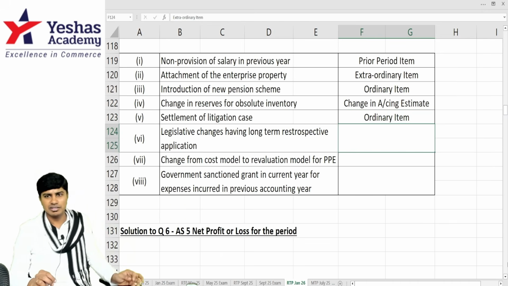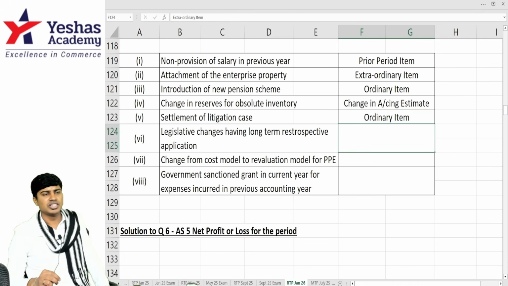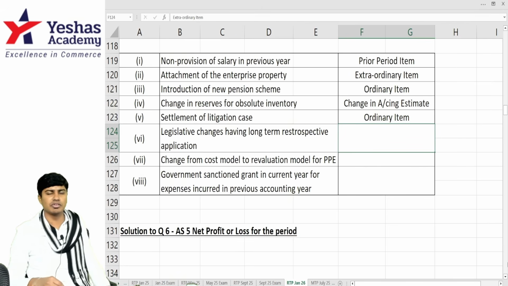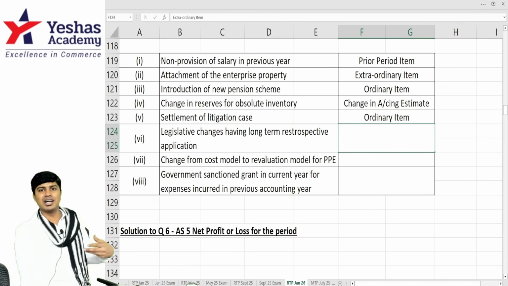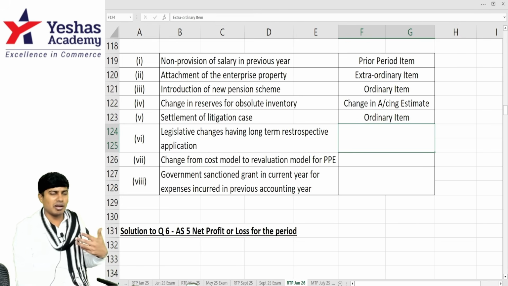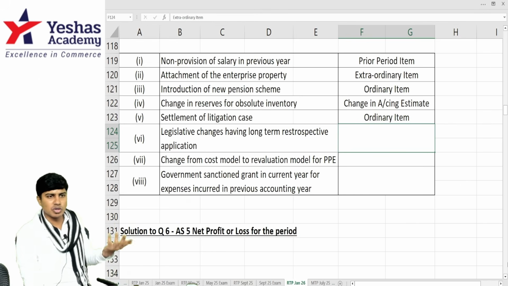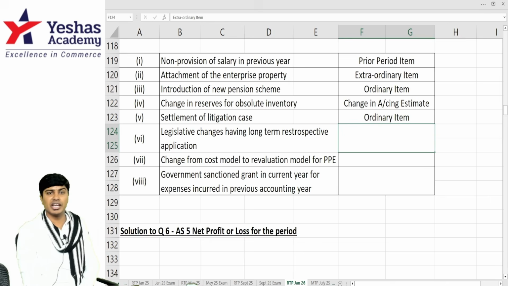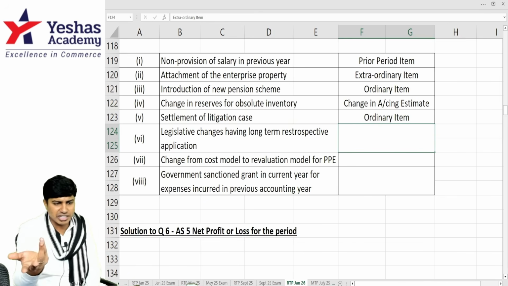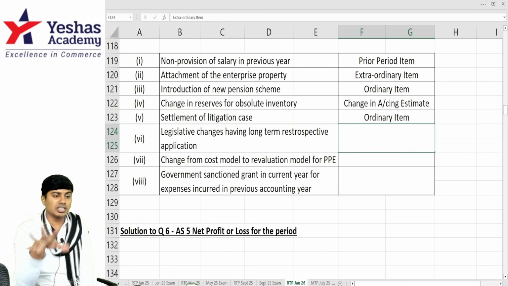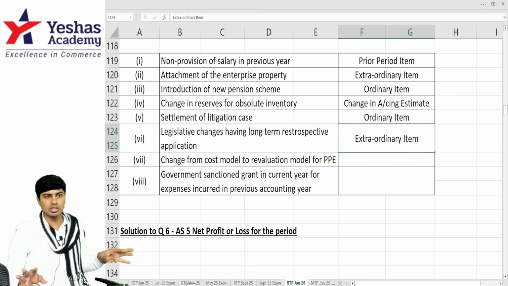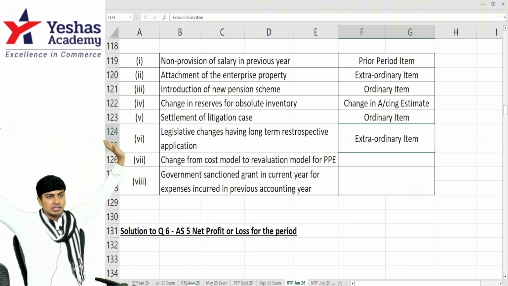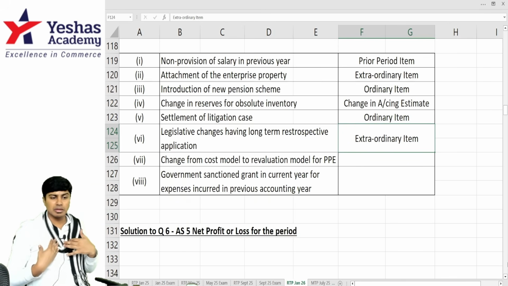Then, legislative changes having long-term retrospective application. Some law is changing. Now on my products, GST was not applicable. Now suddenly they've told GST is applicable at 18%. Or my income was not taxable, I'm running some specific kind of business which was exempt. Now that's become taxable at a very high rate. Some new legislation has come which is going to bring a long-term retrospective impact on my business. So this is going to be an extraordinary item. This is not in the ordinary course. When such a big statutory change happens, it's going to impact my business big time.